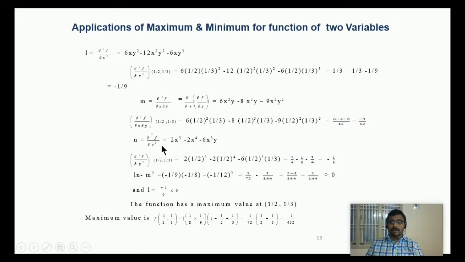At this point we have to compute these L, M, N. The stationary point is (1/2, 1/3). So LN minus M square is positive and L is negative here. So by the working procedure, the function attains its maximum value.